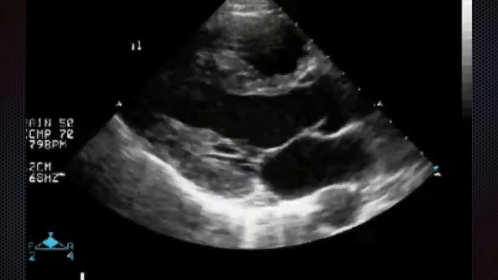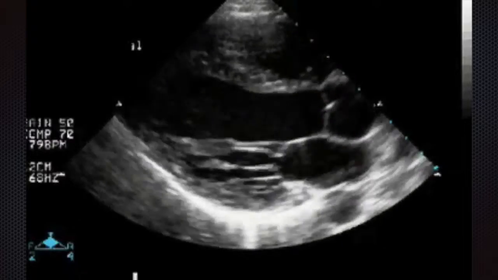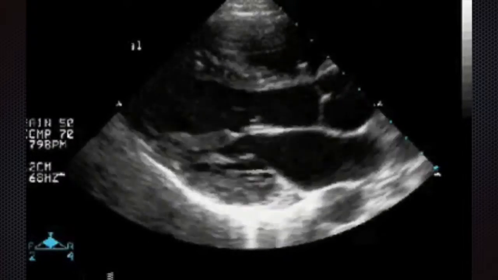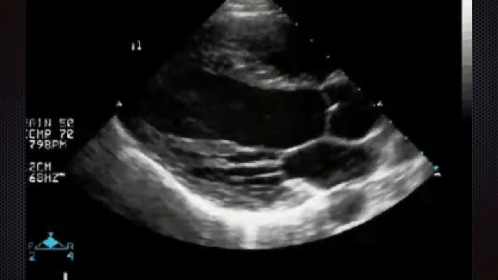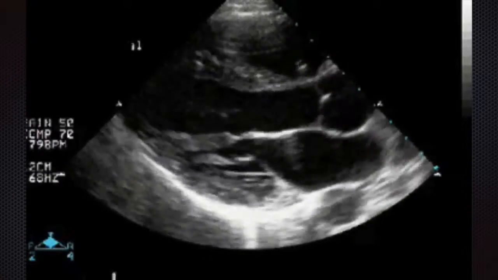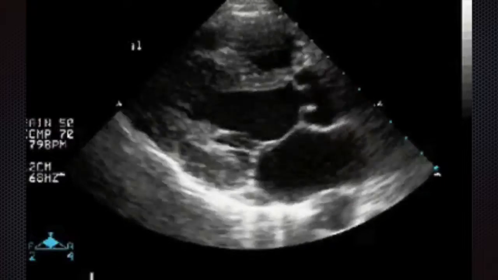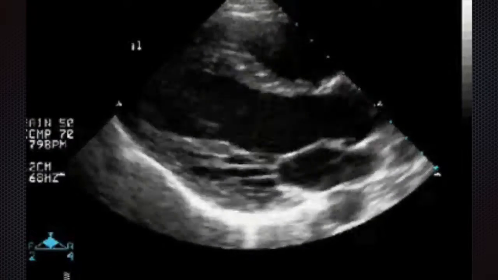So into the left ventricle, we have the main chamber itself, which is black, and then the walls of the left ventricle around it. So at the bottom is the posterior wall, and that goes along to the apex, which you can't see on this view, and then swings around, and at the top is the septal wall.